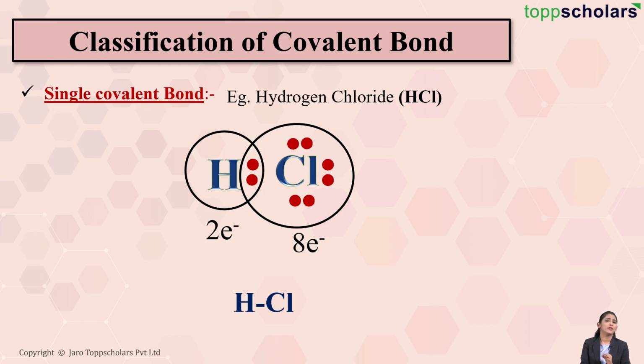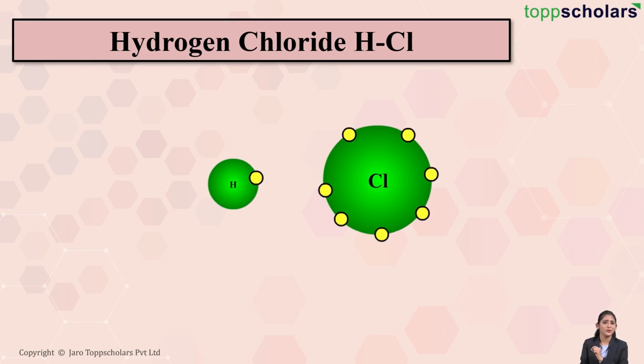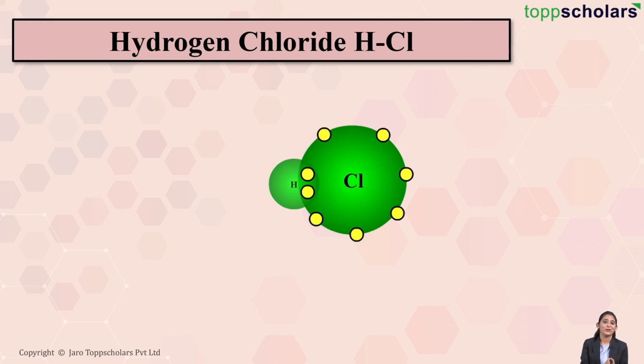Let's quickly have a look at the formation of hydrogen chloride. As you can see, we have a hydrogen atom, which has 1 valence electron, and a chlorine atom which has 7 valence electrons. So the hydrogen atom shares its 1 valence electron with the 1 valence electron of the chlorine atom, and so hydrogen completes its duplet and chlorine completes its octet. And as you can see, hydrogen and chlorine both have one shared pair of electrons between them, which results in the formation of a single covalent bond between hydrogen and chlorine.